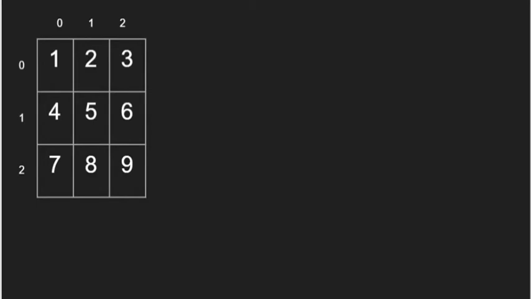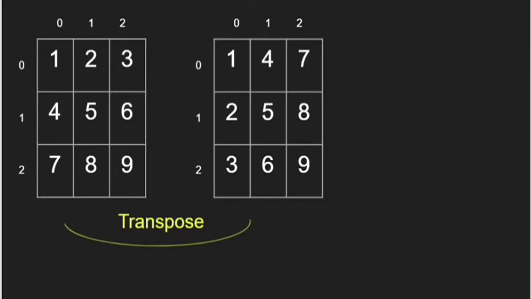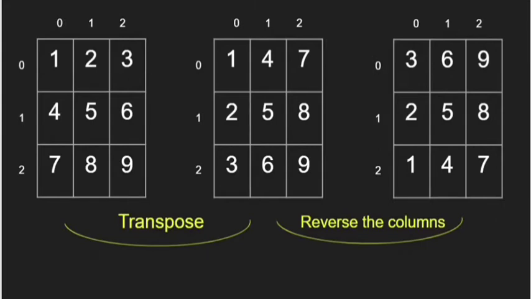For the first step we will transpose the matrix. Now what is transposing a matrix? It is to change the rows into columns and columns into rows. And for the second part we will reverse the columns. That is, we'll just swap the first row with the last row and just move our way into the middle. Okay, now let's look at the program.